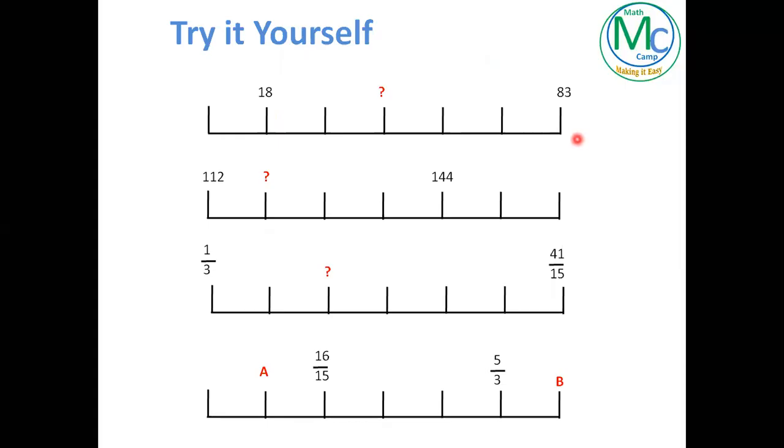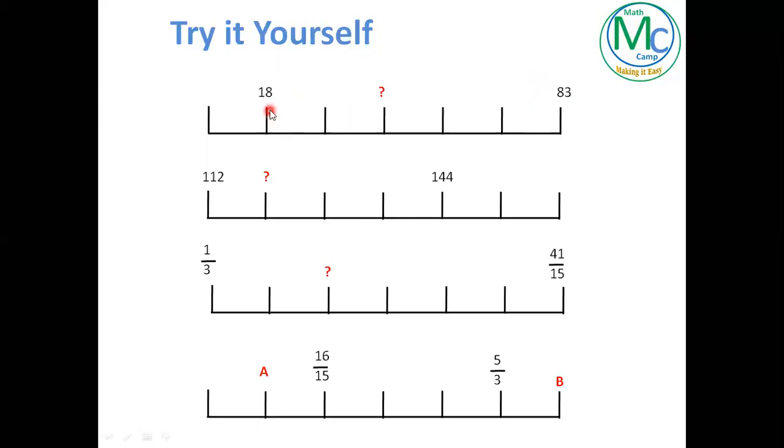So the first number line has 83 and 18. The first step first, we have to find the difference. The difference of 18 and 83 is 65. Next step is to find out the jumps between 18 and 83. Let's count 1, 2, 3, 4, 5. Next step, we have to divide the difference by the jumps. So the difference was 65 and jumps are 5. So 65 divided by 5 will give you 13. That means 13 is the value of one jump.